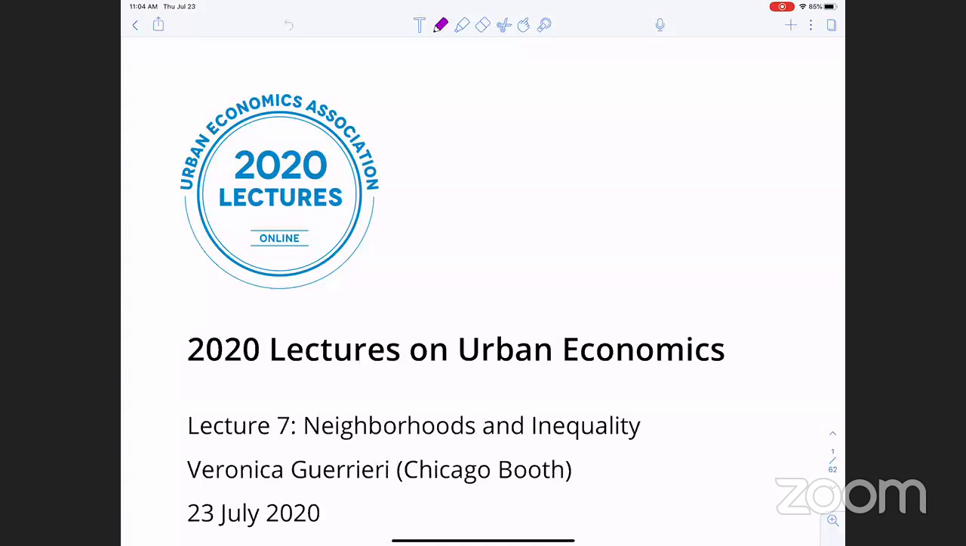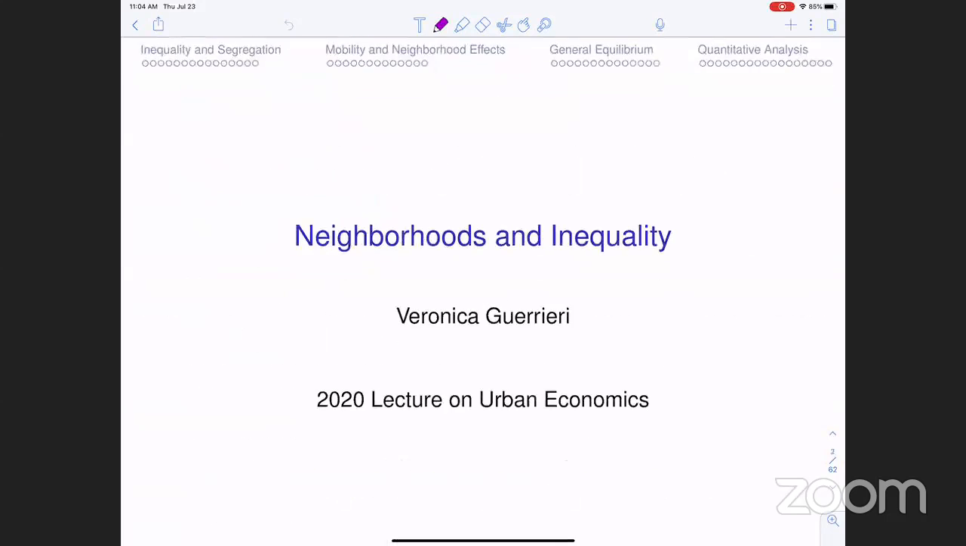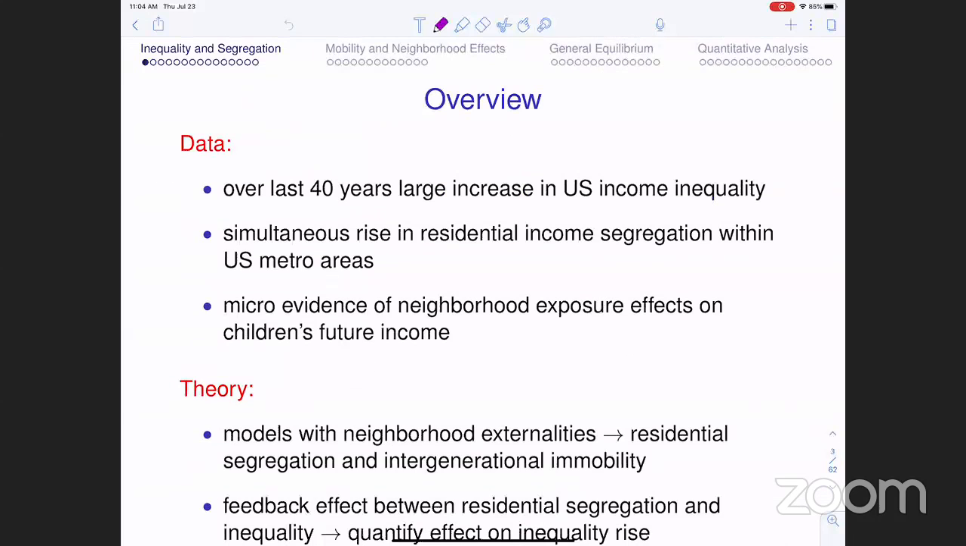It's an honor to be here to give this lecture to this huge crowd of people all over the world. So today I'm going to talk about neighborhood and inequality. I'm going to start from a classic observation that is now under the eyes of everybody, that there has been a dramatic increase in inequality in the US, in income inequality in particular. I'm going to focus on income inequality in the US in the last 40 years.